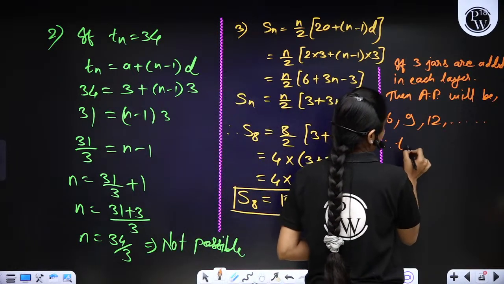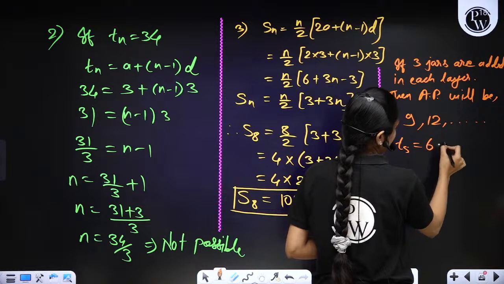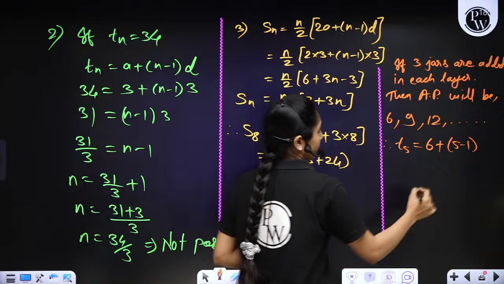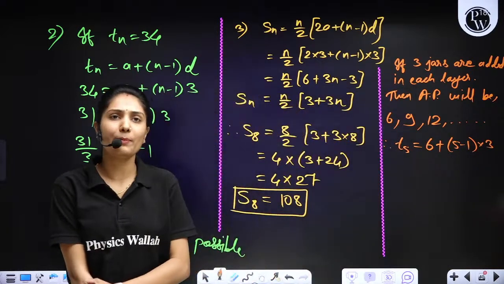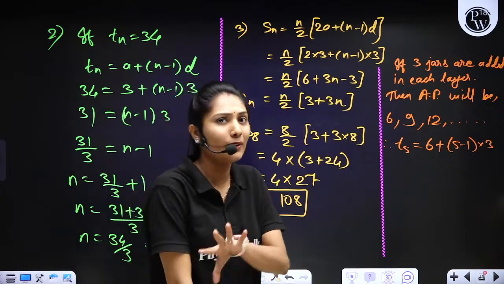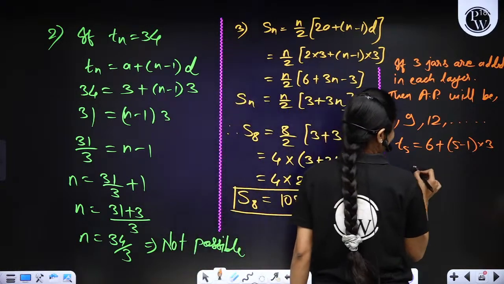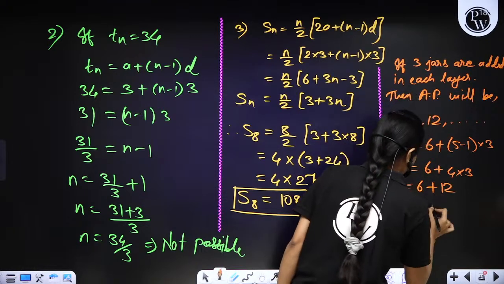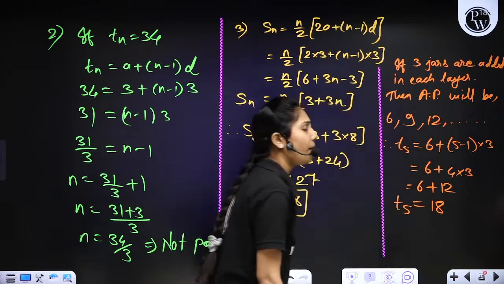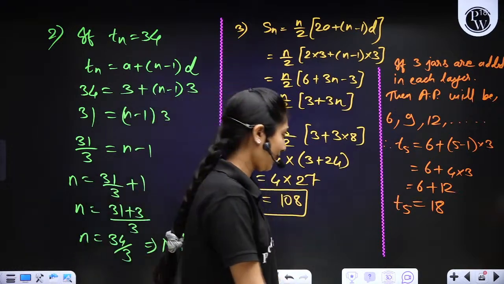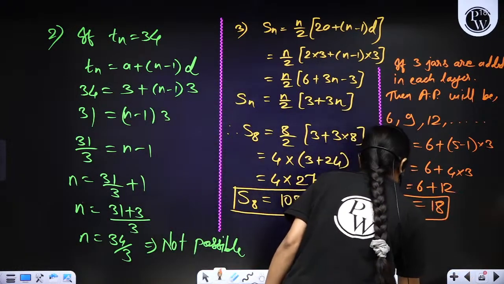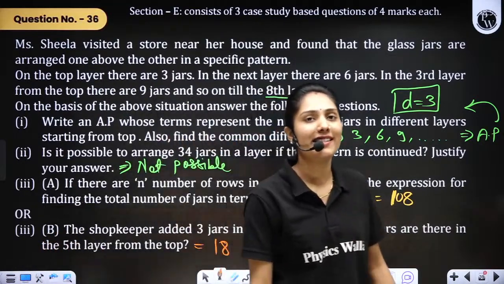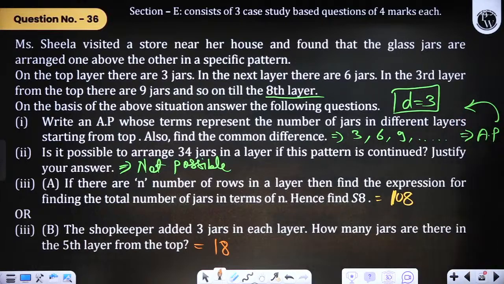And we have to find the number of jars in the 5th layer, right? Therefore T5 is 6 plus 5 minus 1 into 3. The difference will remain the same, only the first term will get changed. So it is 6 plus 4 into 3, so 6 plus 12, which is 18. Therefore, the number of jars in the 5th layer will be 18. Beta, is that clear? Yes. Any doubts still here?